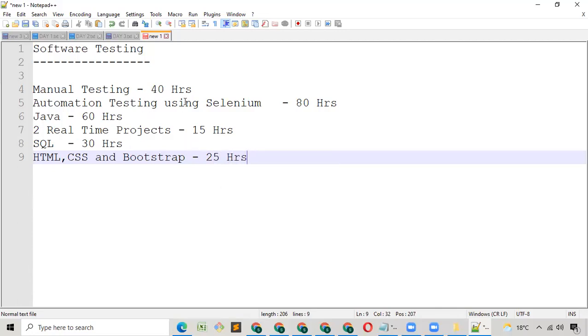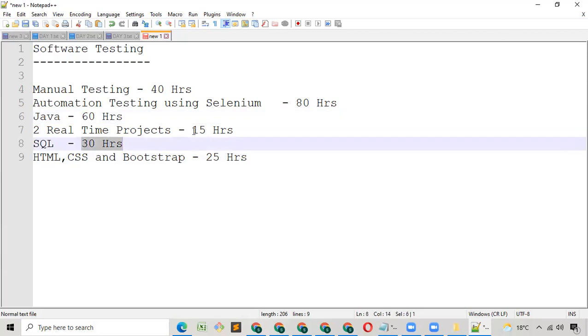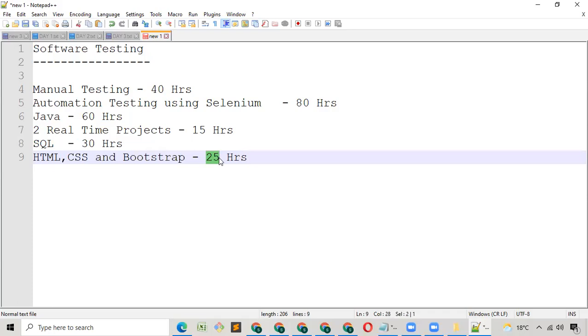Now tell me, 40 plus 80 is 120, 120 plus 60 is 180, 210, 225, 230, approximately 250 hours of content is what I'm going to give. Yes or no? That's the reason in the brochure I have told 180 plus hours. I know it will cross around 250.